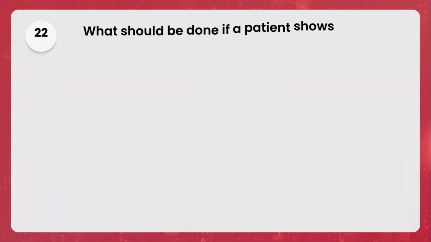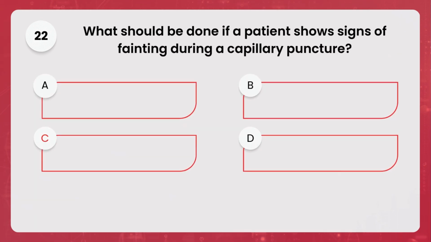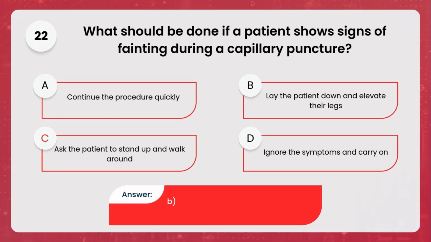Number 22. What should be done if a patient shows sign of fainting during a capillary puncture? A, continue the procedure quickly, B, lay the patient down and elevate their legs, C, ask the patient to stand up and walk around, or D, ignore the symptoms and carry on? The answer is B, lay the patient down and elevate their legs.